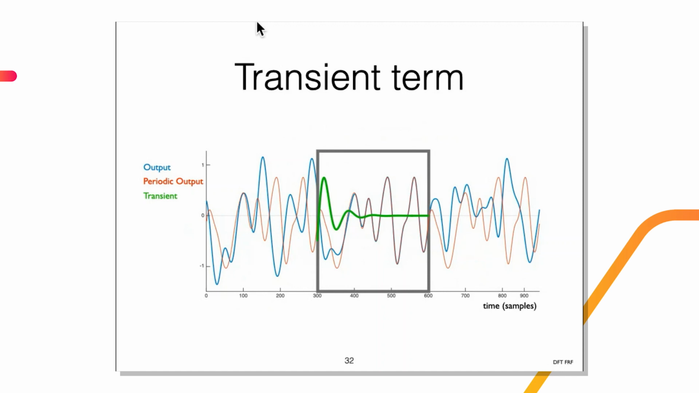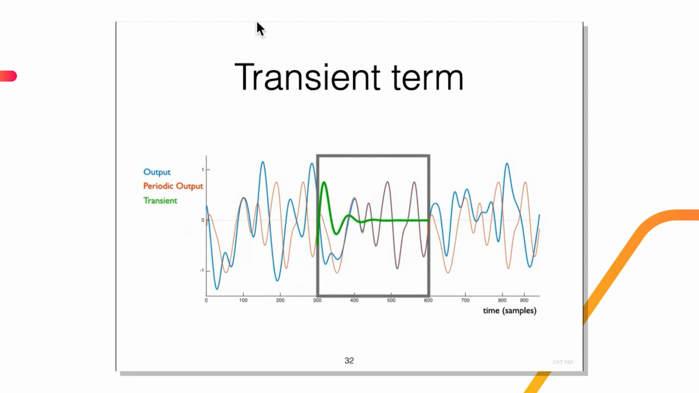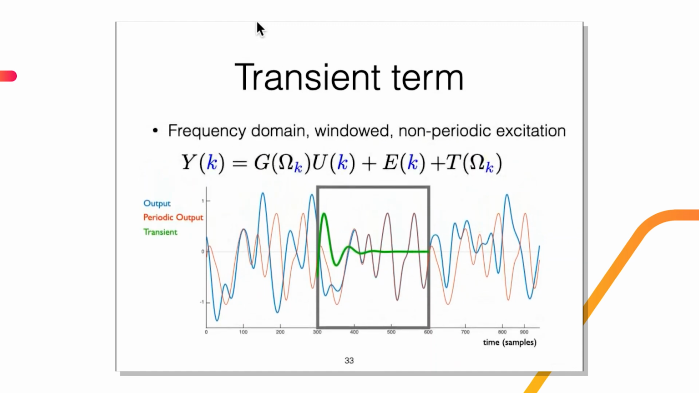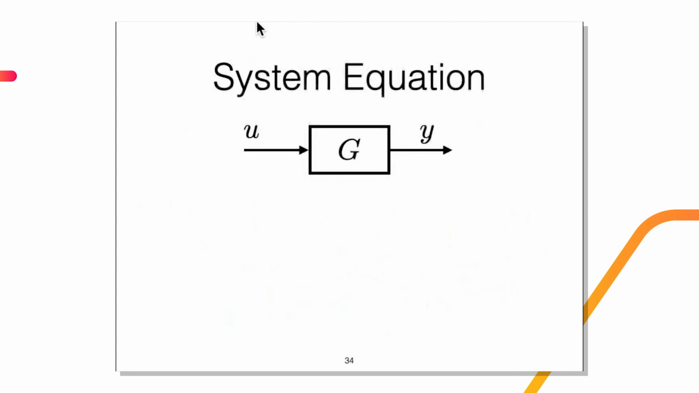Since it's a free response of the system, it will be highly related to the transfer function. You can easily demonstrate that if the transfer function G is written in rational form as B divided by A, then the transient term is equal to another polynomial, I, also divided by A. The transient term has the same poles, the same denominator, as the transfer function. So it's highly related to the transfer function. We're going to use that in the kernel-based regression approach.